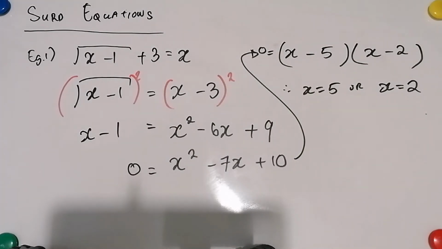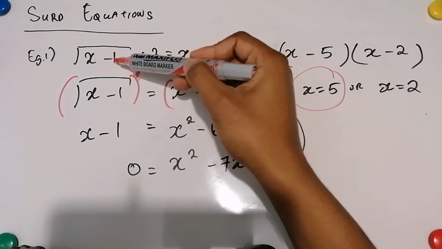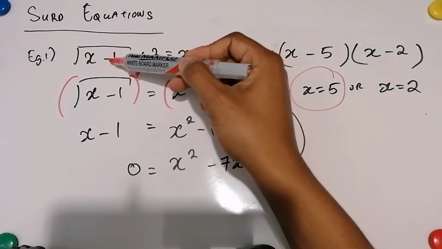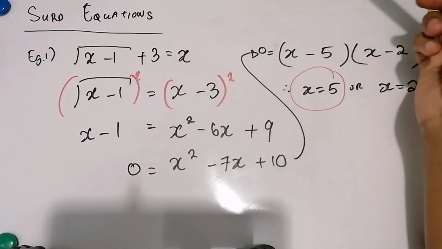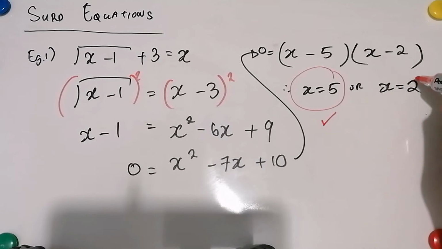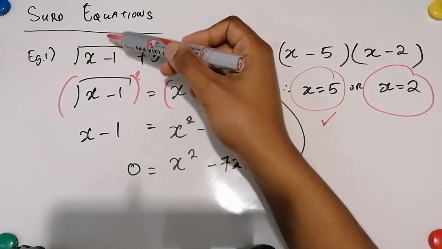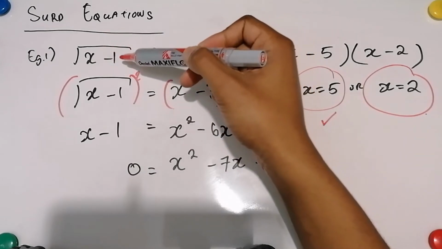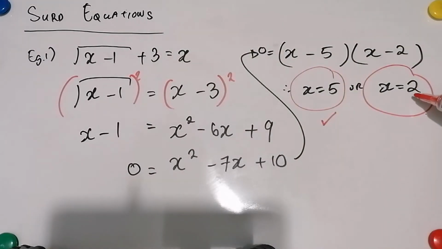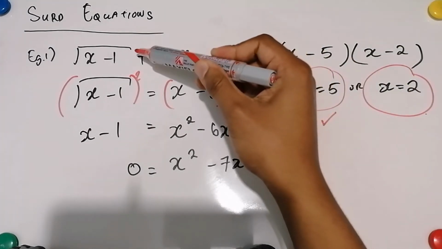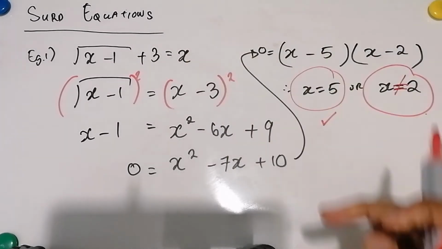So let's check. If we substitute 5, this becomes 5 minus 1, which is 4. The square root of 4 is 2. 2 plus 3 is 5, which is x. So that works. This one works. Let's test this one. 2 minus 1 is 1. The square root of 1 is also 1. 1 plus 3 is 4, but that is not x. X is 2. So 4 cannot be equal to 2. Therefore, this one does not work for this surd equation.